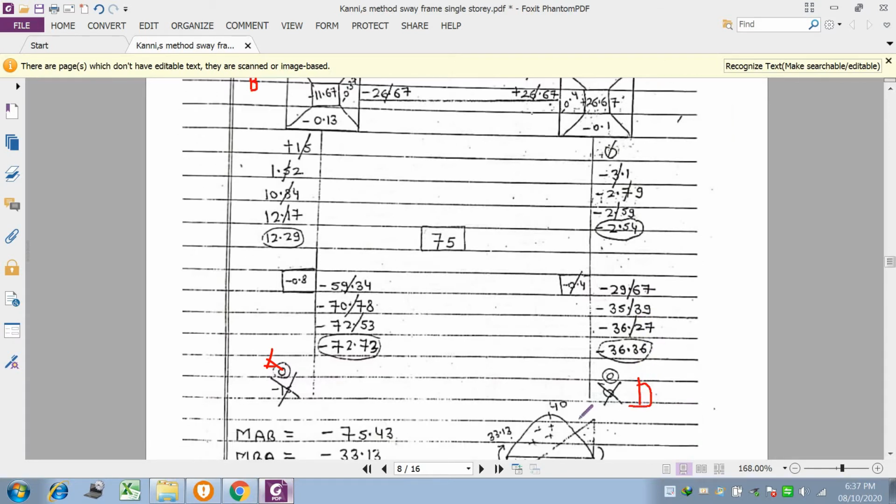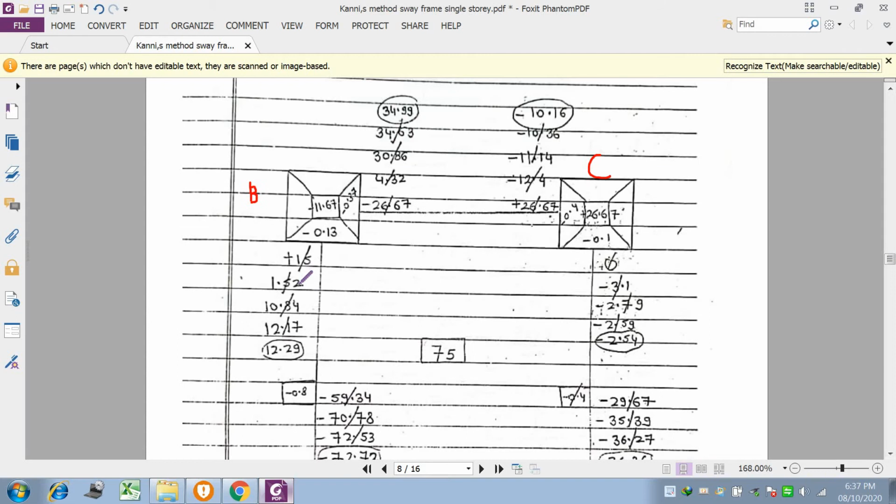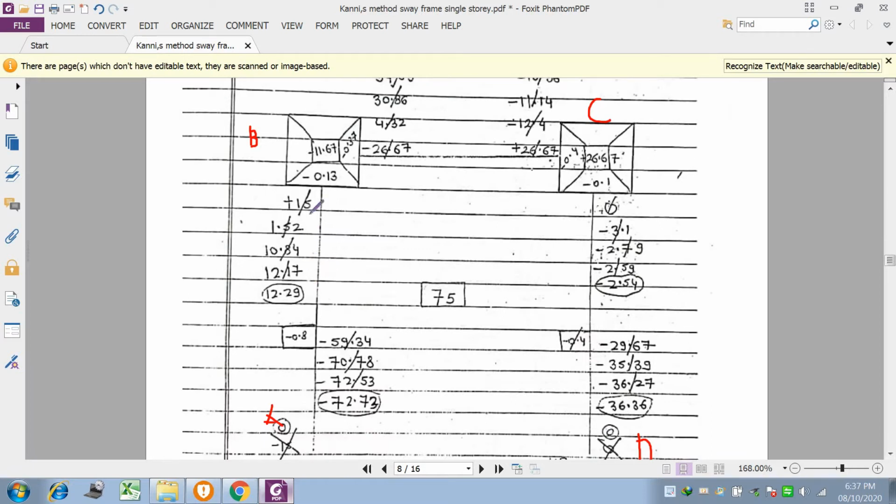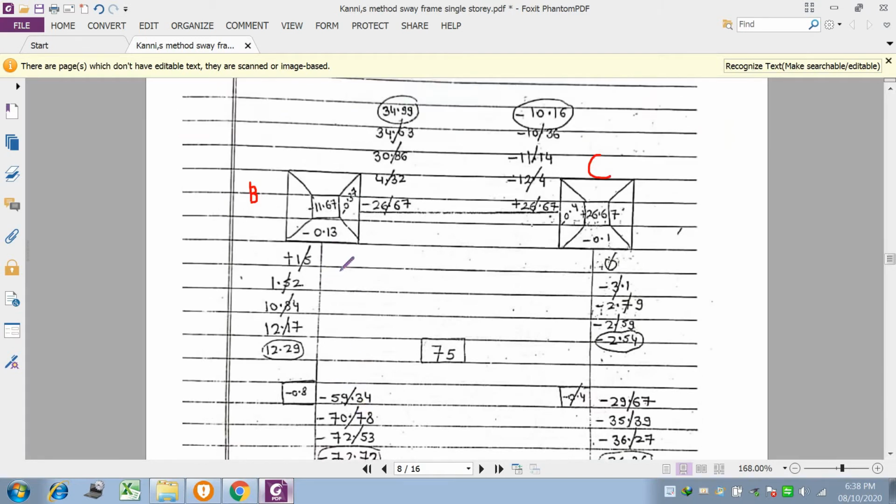Now let us see how this factor value will come. In the last lecture also most of the students were unable to get this value, that is 59.34, which is the column shear value. So today in this lecture I will show you step by step how to simultaneously solve the upper column value plus the lower column value. Let us see how this minus 11.67 will come.